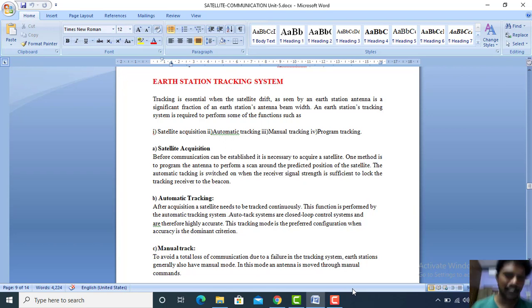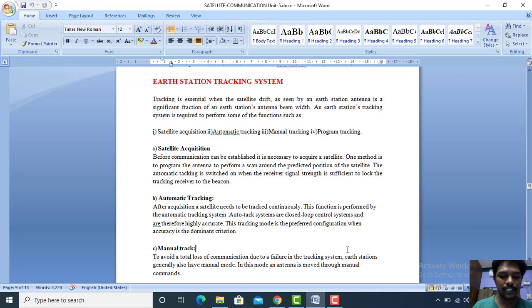That is the first one. Automatic tracking is nothing but a closed loop where it continuously monitors the satellites that are near the earth station. It is a closed loop and is very highly accurate. Okay, that is the second one.